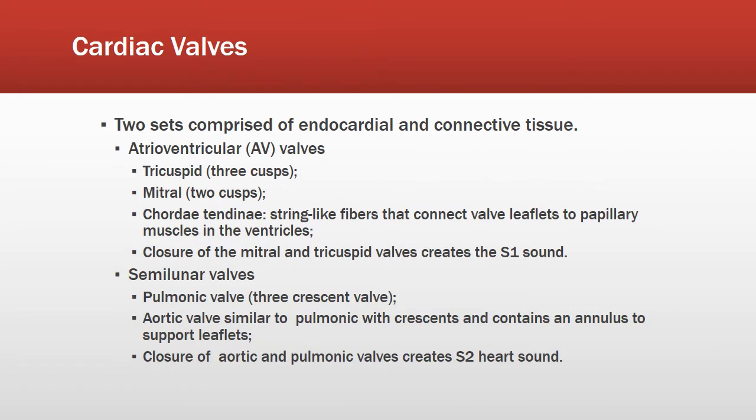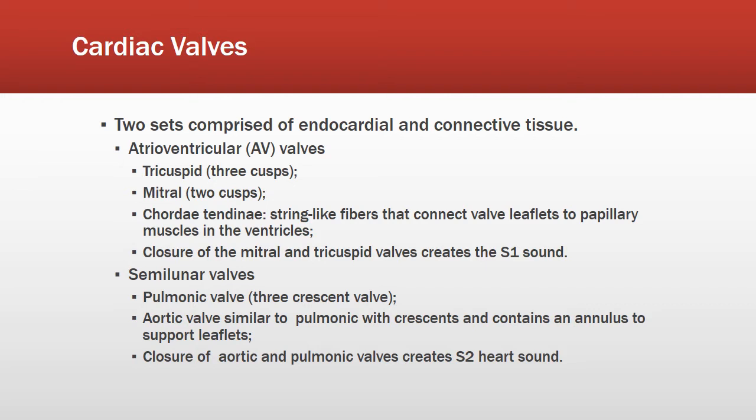We have two sets of cardiac valves. The atrioventricular valves are comprised of the tricuspid, or three cusps, valve located between the right atrium and the right ventricle. The mitral, bicuspid, which is 2 cusps, is located between the left atrium and the left ventricle. The chordae tendineae are string-like fibers that connect valve leaflets to the papillary muscle in the ventricles. The valves will open passively during ventricular diastole.